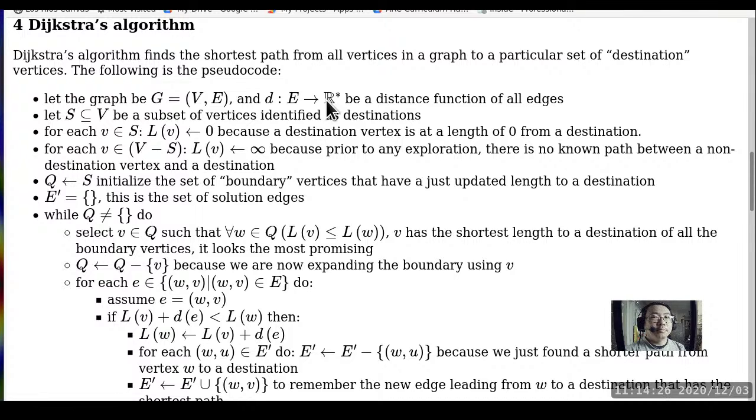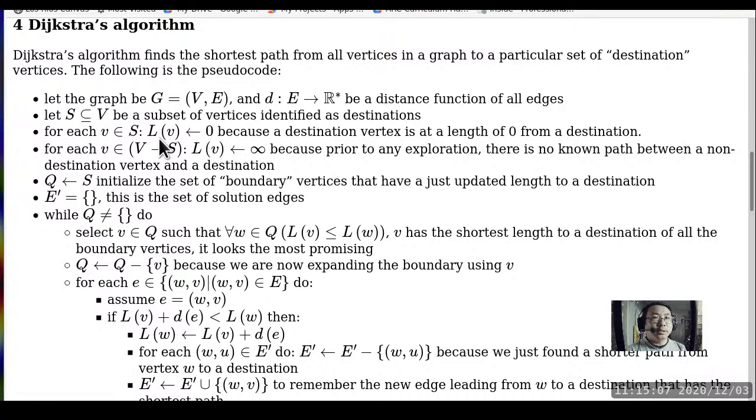Are we good? Yes. Okay, excellent. And then the third line says, let's do some initialization. For every single vertex that is a destination, we are going to define L of V to be 0. That's just how we define it. Now, it is also important to understand what L of something is. L of a particular vertex is the length of a path from where you are, from the point of origin to one of the destinations.